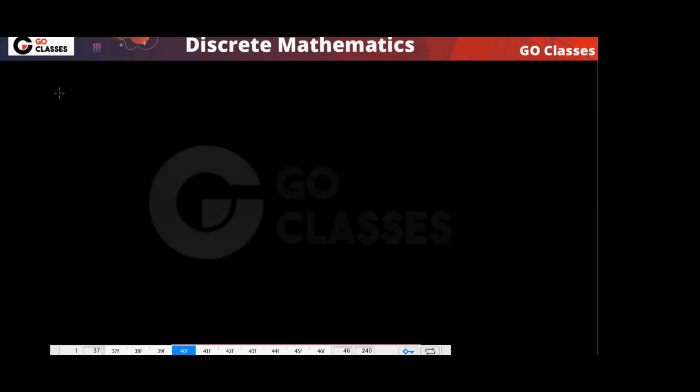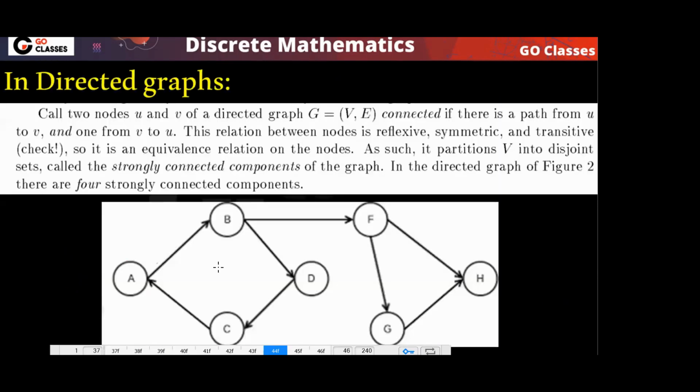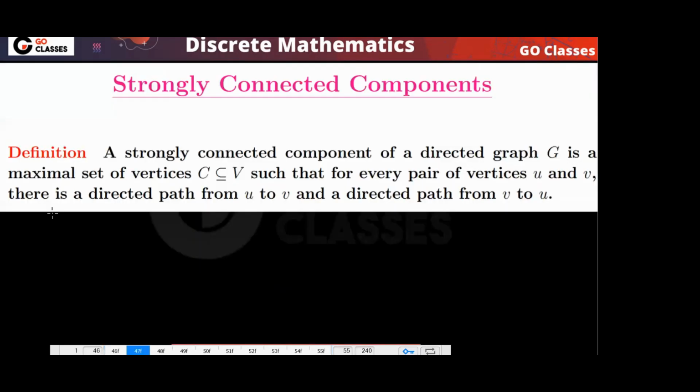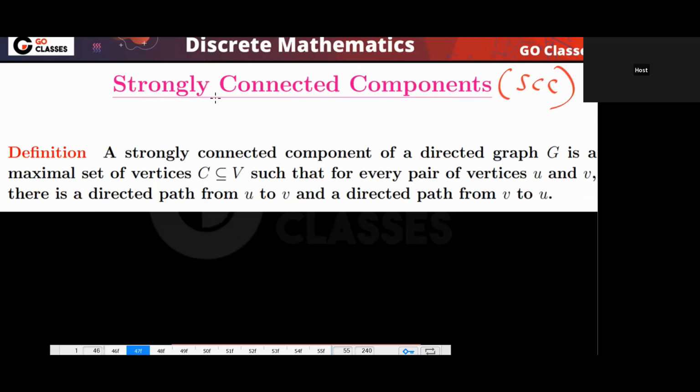Now you can easily find out strongly connected components. So what is a strongly connected component? Tell me, what is the definition of a strongly connected component? A strongly connected component, SCC, is simply a set of vertices. Please note the definition. Read the definition.